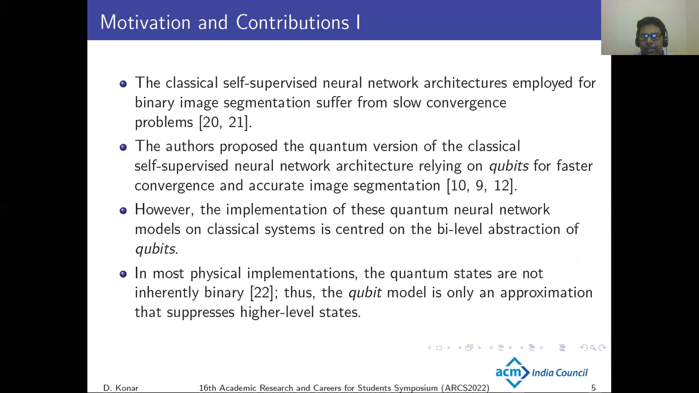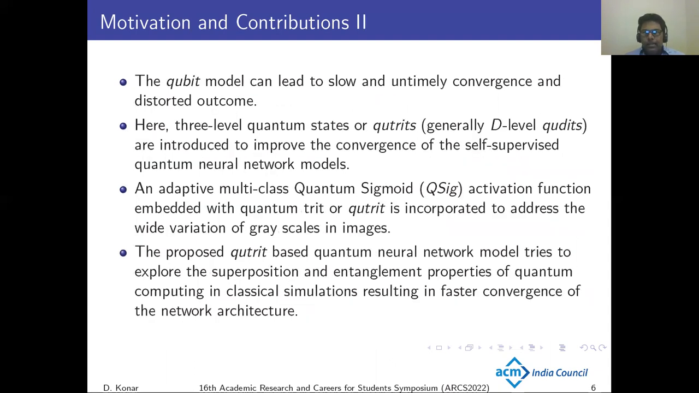Whenever we approximate a multi-level system into a bi-level system, we are suppressing the higher levels, and that leads to error. If we can have tri-level instead of bi-level, though it does not fulfil the entire essence of these quantum states, it can marginally give some improvement. The qubit model leads to untimely convergence and a destroyed outcome, but it is still better than some classical networks. So here we have made a D-level model that can be applicable for qubits, qutrits, and so on. In addition, in our contribution, we have also developed a multi-level sigmoid activation function that is inspired by Qutrit.